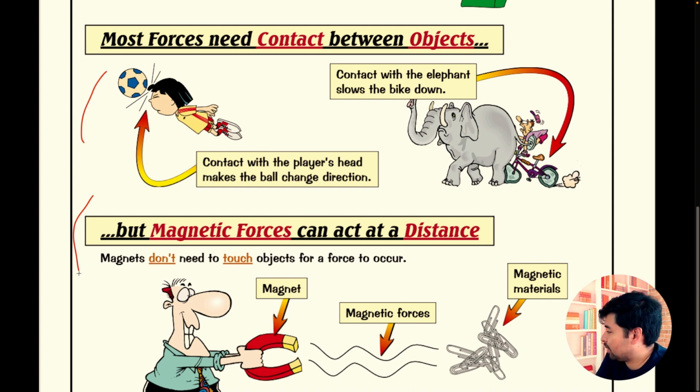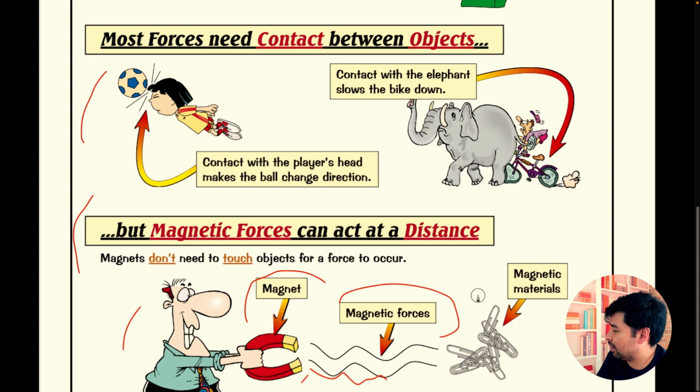Magnets don't need to touch objects for a force to happen. In this picture there is a man with a magnet, and these are the magnetic forces. Of course they are invisible, but here they are presented as a drawing. Here we have the magnetic materials, the paper clips. Because they are made of something like aluminum or iron, the magnet attracts them.